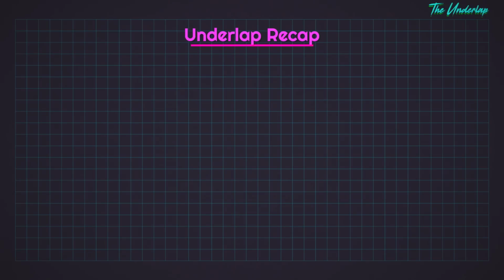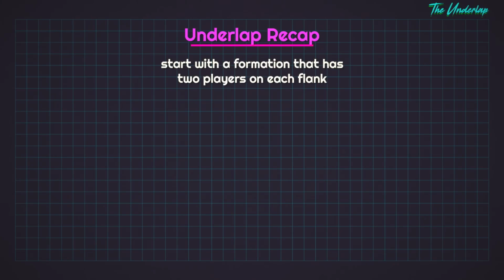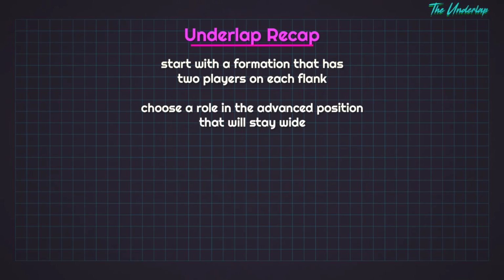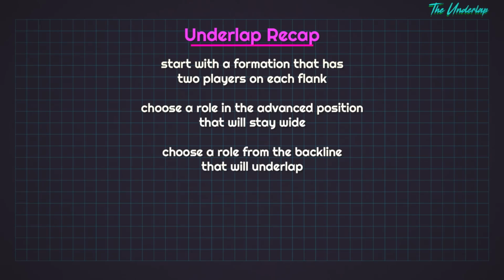To recap, if you're interested in creating underlaps, first, start with a formation that has 2 players on a flank. A 4-3-3 or 4-1-4-1 are excellent choices. Second, choose a role in the advanced position that will stay wide. Something like a wide target forward, winger, or wide midfielder. Finally, choose a player role from the backline that will underlap. The inverted wingback and fullback are among the best. Obviously, there are more ways to create an underlap, but hopefully this will get you started. Have fun experimenting with them and see what kind of combinations you can create.